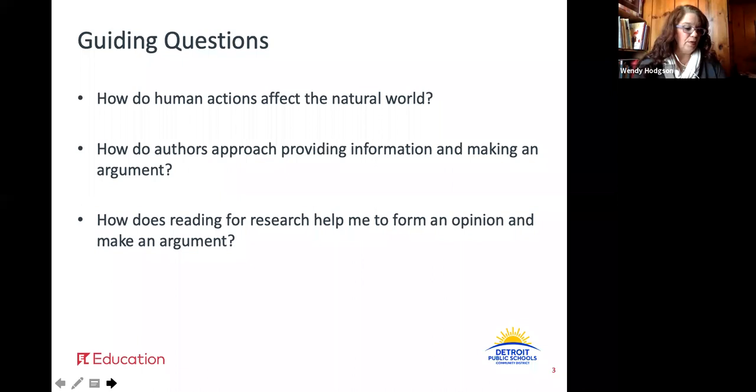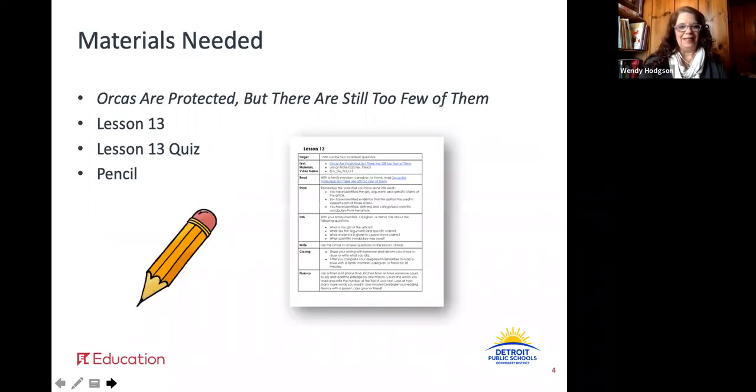So our author this week was sharing with us many ways that orca whale populations are low. There are too few of them, and they organize that information for us. And also, how does reading for research help me to form an opinion and make an argument? So if I'm going to stake a claim and show evidence, how does more reading around research help me form my opinion, get my evidence organized?